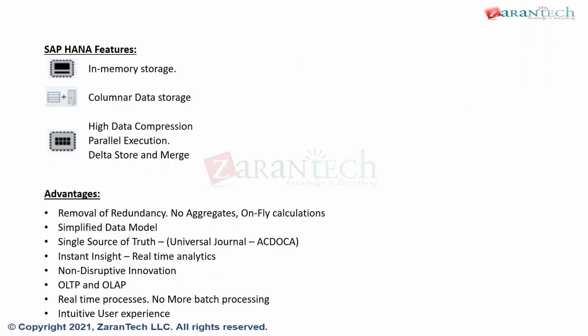Right. So when it comes to the HANA features, there are a few which we need to understand. There are so many. If we go in depth, there are a lot of features, but all those are technical, we will not be able to understand. But these are the important features we must understand, to know the difference between the old databases and the HANA database. The first thing is in-memory storage, columnar data storage, and it helps with high data compression, parallel execution, and delta store and merge.